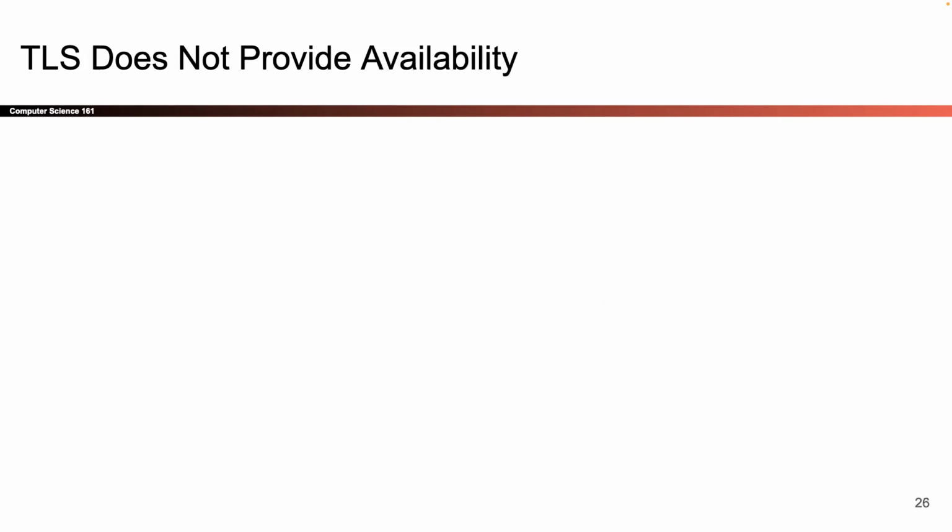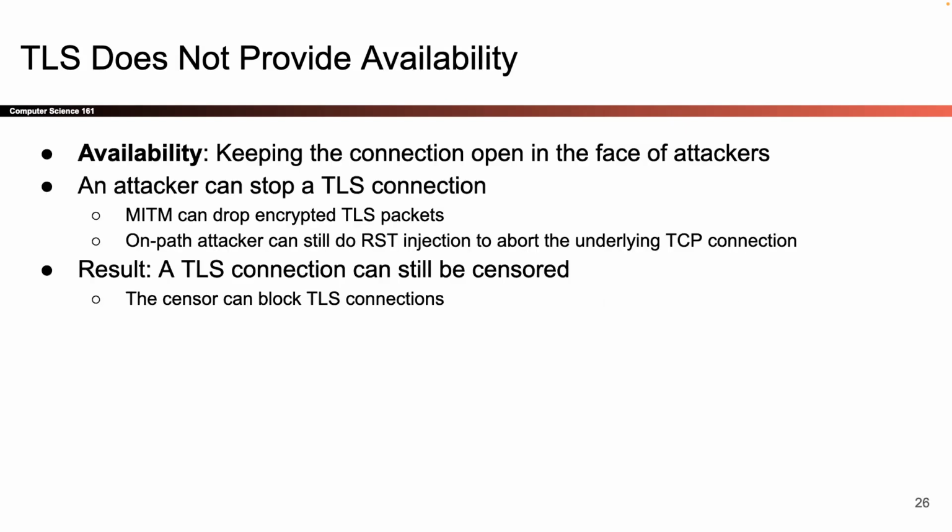Here's something else it doesn't provide: availability. This is another property that we'll see in more detail later, but for now, you can imagine availability is the guarantee that your messages will get there even if an attacker is present.